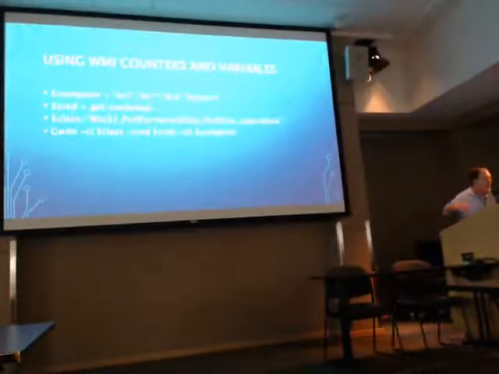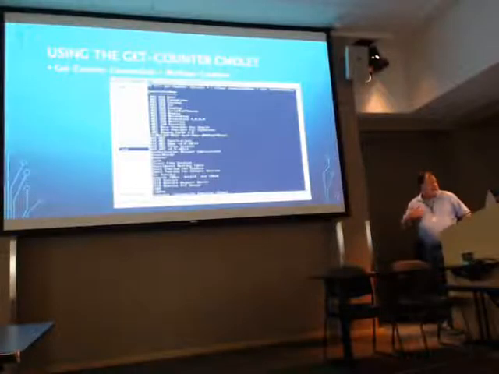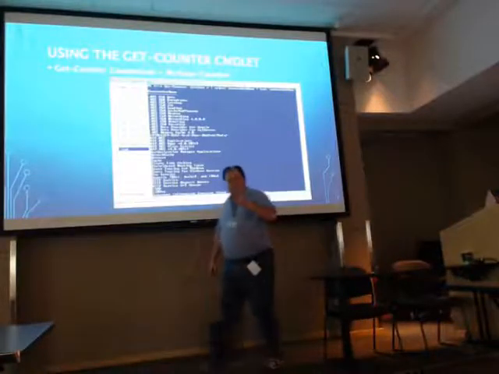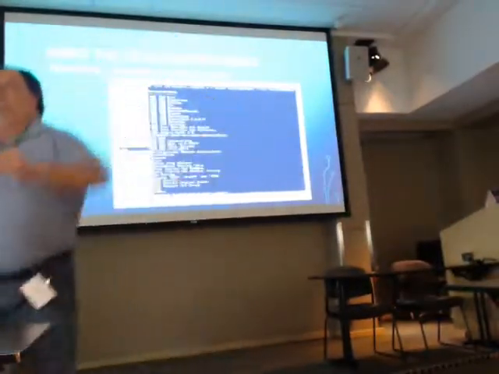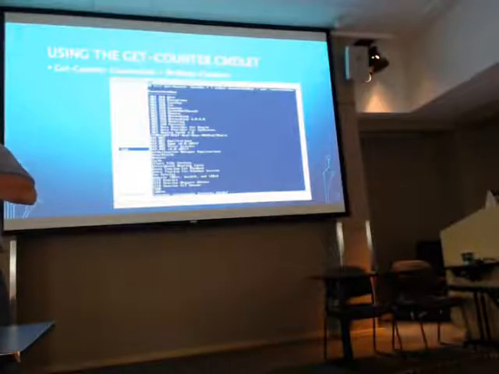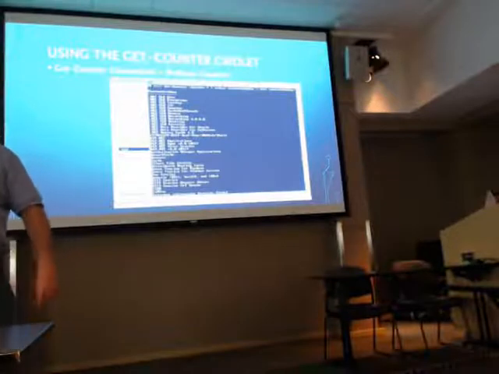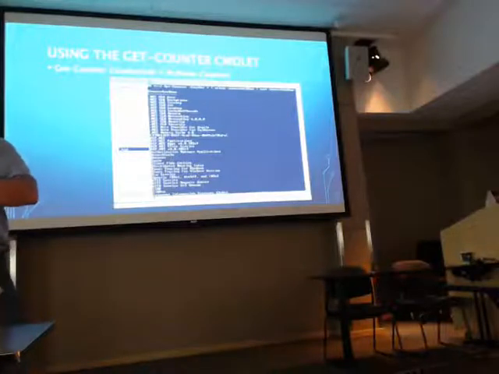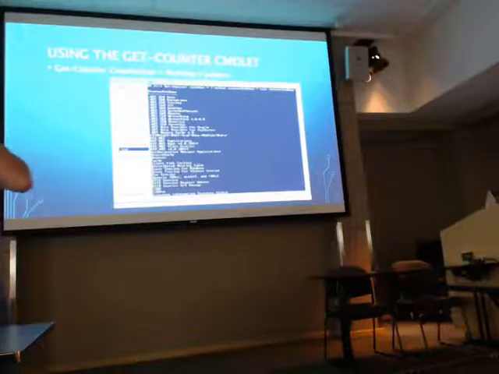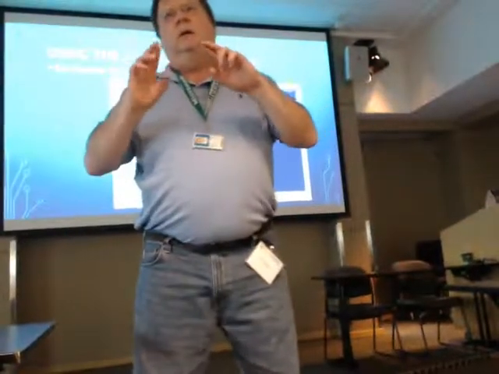So using counters and variables, this is just an example of how you would do that. Now the Get-Counter cmdlet. We were talking about using WMI with these performance counters. Now we're going to shift gears just a little bit and talk about using Get-Counter. Get-Counter was introduced in PowerShell 2, and when I saw that, I was like, man, this is cool. This is worthwhile because now I don't have to wrestle with all of those WMI performance counter classes.